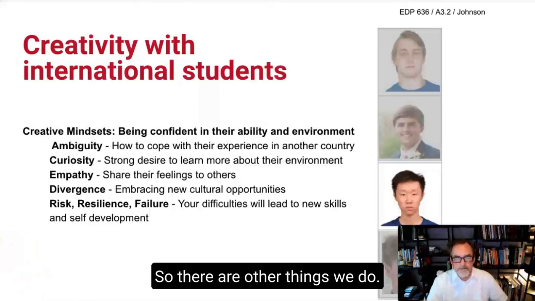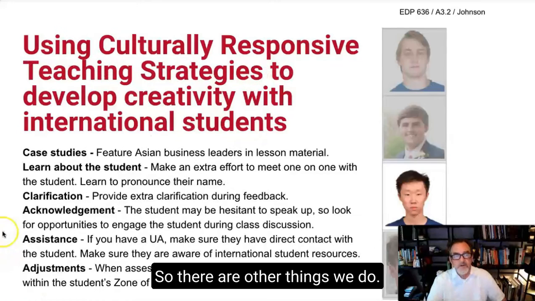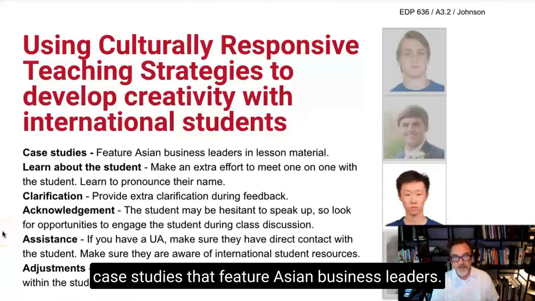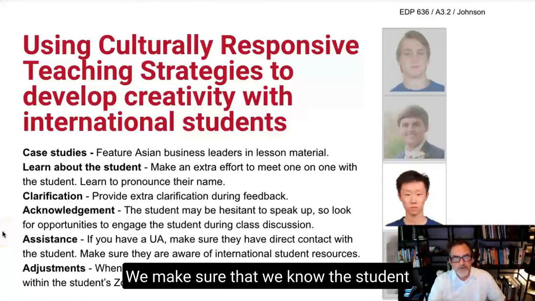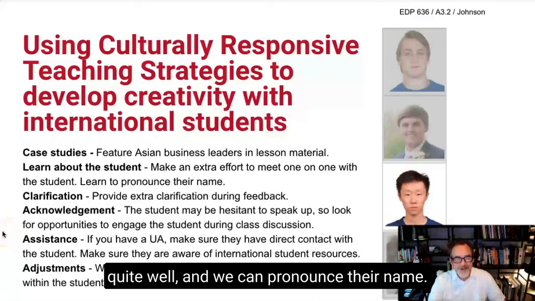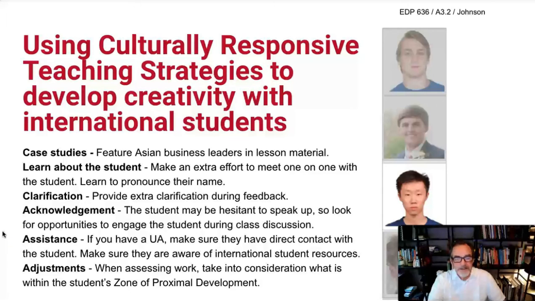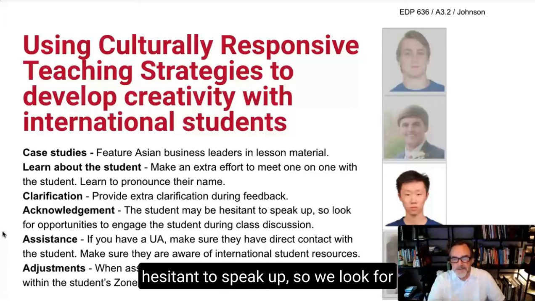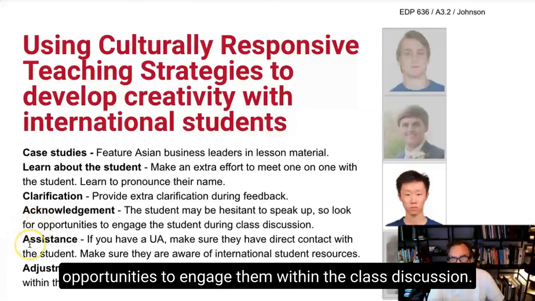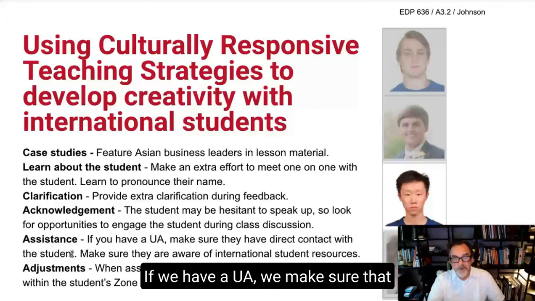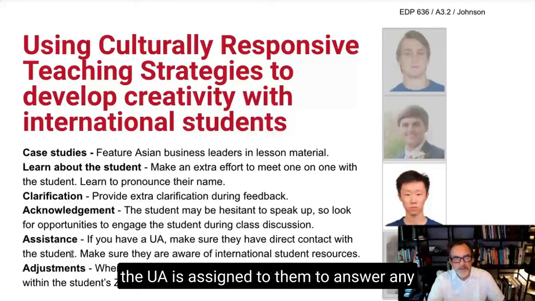So there are other things we do. One is we make sure we use case studies that feature Asian business leaders. We make sure that we know the student quite well and we can pronounce their name. We provide extra clarification during feedback. And we also know that they may be hesitant to speak up, so we look for opportunities to engage them within the class discussion. If we have a UA, we make sure that the UA is assigned to them to answer any questions that they may be hesitant to ask.